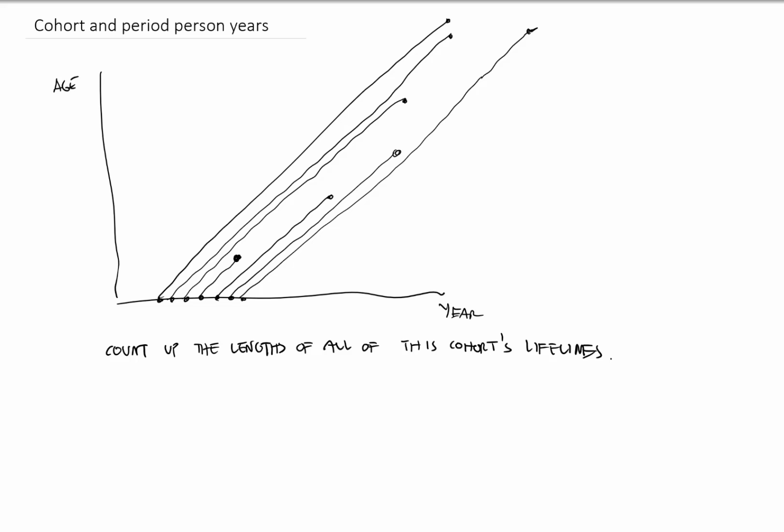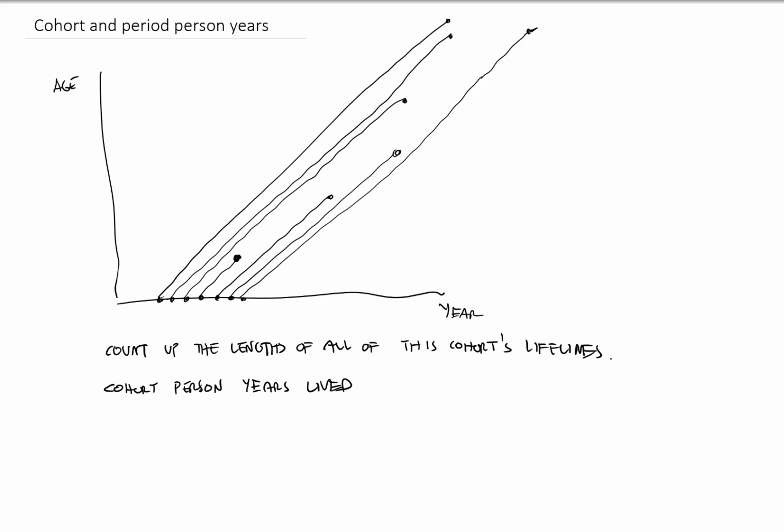The total of this is called the person years lived for this cohort. So we sum up all of the lengths. Those are the cohort person years lived. Each of these lines represents how long a particular individual in that cohort lived, and we've added them up across all of those individuals.